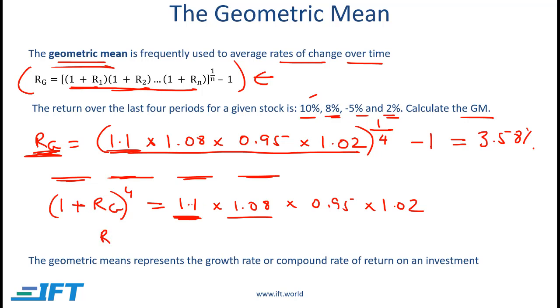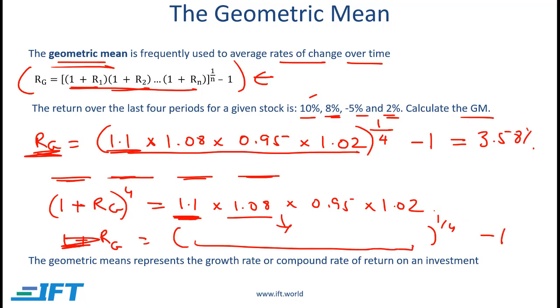Now, using simple algebra, we can see that 1 plus Rg is going to be equal to all this. So I will not rewrite it. Basically, this expression comes down and then raised to the power of 1 over 4. So we are removing this 4 and making this 1 over 4. And then this 1 comes over here. So basically, we have the product in the middle raised to the power of 1 over 4. In this case, n is 4 and then minus 1. So that's where this formula is coming from.